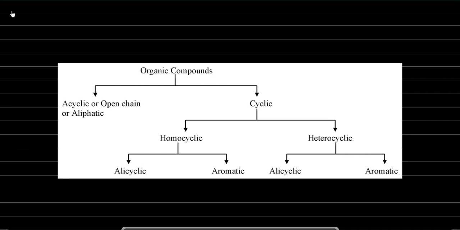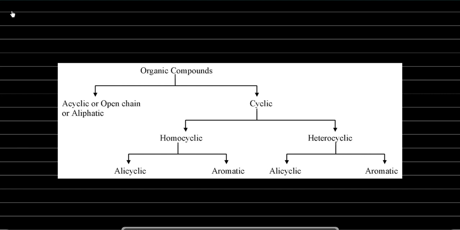In today's class, we're going to be looking at nomenclature of organic compounds. But before we dive into nomenclature, we first look at the classifications of organic compounds. Organic compounds can be classified based on the functional groups and based on the structure. What we're going to be looking at today is classification based on the structure.